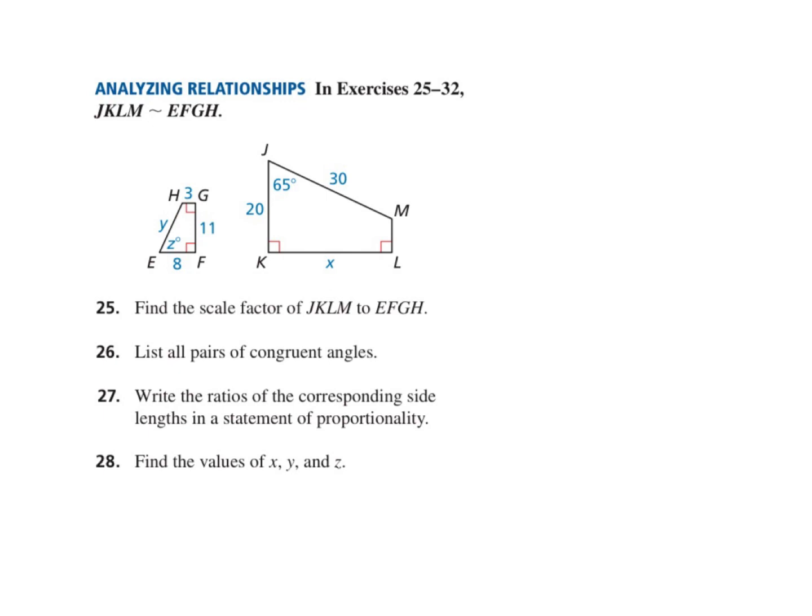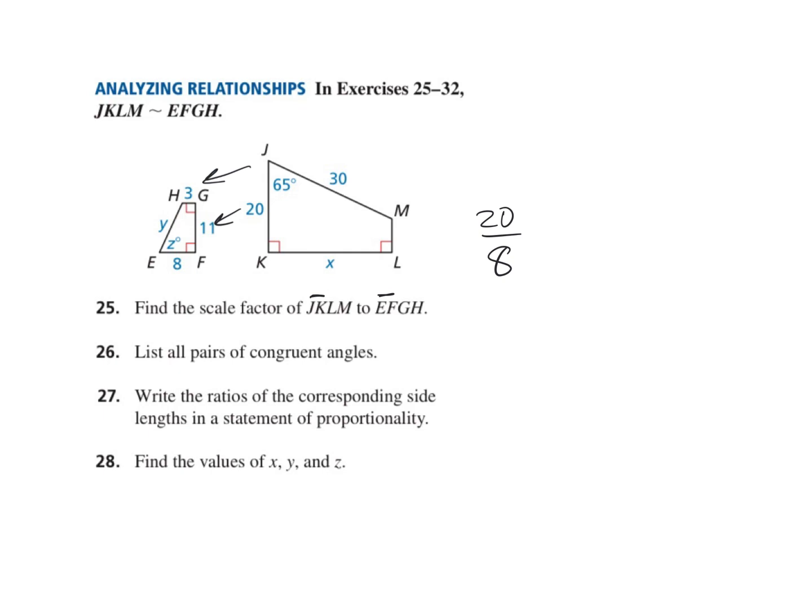So, exercises 25 through 32. Find the scale factor of JKLM, so the big one to the small one, EFGH. So the scale factor, let's just pick the two same sides. Let's pick JK, we'll go with EF. So make sure you're paying attention to what those really are. 20 is to 8. If you said 20 is to 11, you're setting it up wrong.